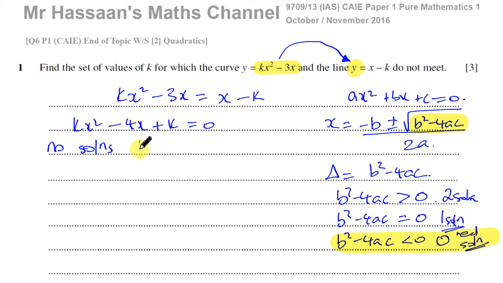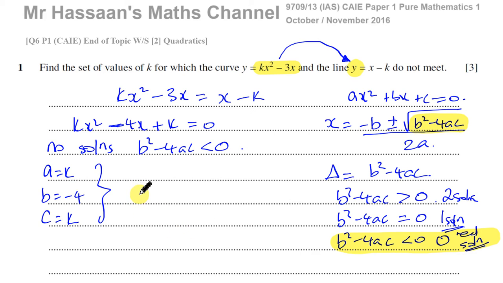No solutions when b squared minus 4ac is less than 0. So in this case, our a is the coefficient of x squared, so a is k. b is the coefficient of x, which is negative 4. Be careful, there's a minus with it. And c is the constant, which is just k here. If we put these into the quadratic formula and we set it such that it's less than 0, that will be the inequality that we have to solve to find the set of values of k for which they do not meet.